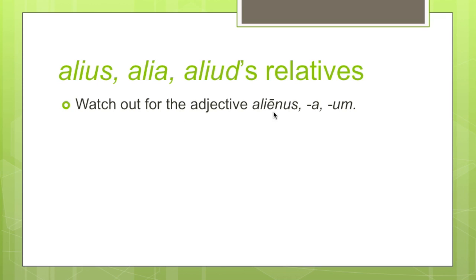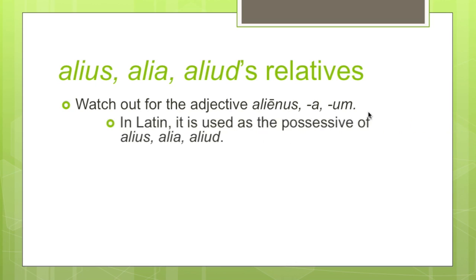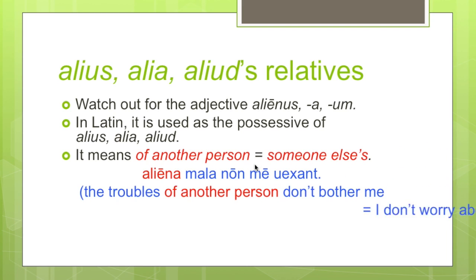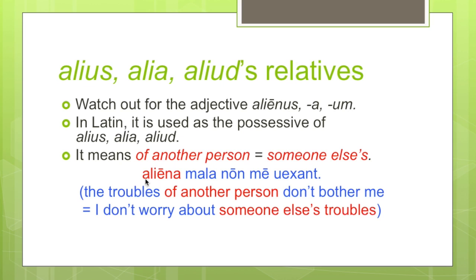By the way, watch out for the adjective alienus, aliena, alienum, which is from alius, alia, aliud. In Latin, it is used as the possessive of alius, alia, aliud. It means of another person, or which equals someone else's. In other words, if I say aliena mala non me vexant, this means the troubles of another person do not bother me. Aliena mala are the troubles of another person or someone else's troubles, you could say too. So this is really Latin for I don't worry about someone else's troubles.